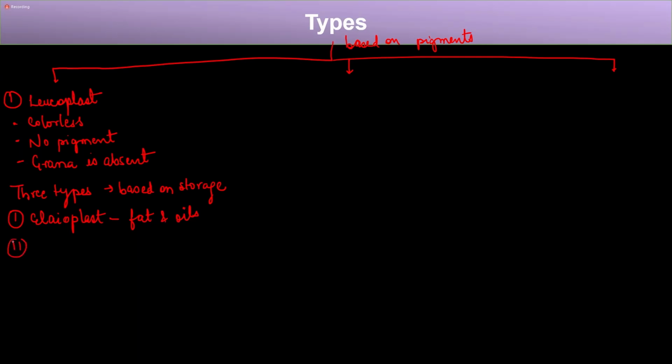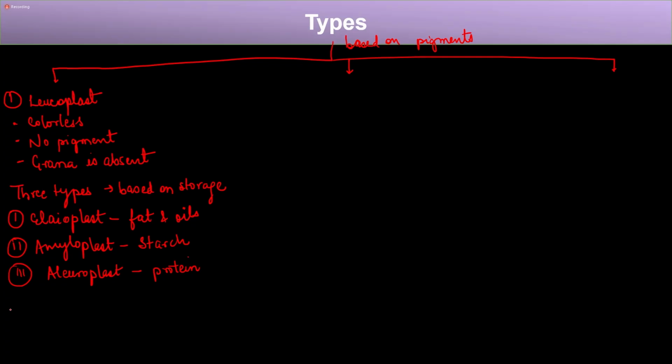The second type of leucoplast is amyloplast, which stores starch. And the third type is aleuroplast that stores protein. So based on what the leucoplast is storing, it is of three types: helioplast, amyloplast, and aleuroplast.